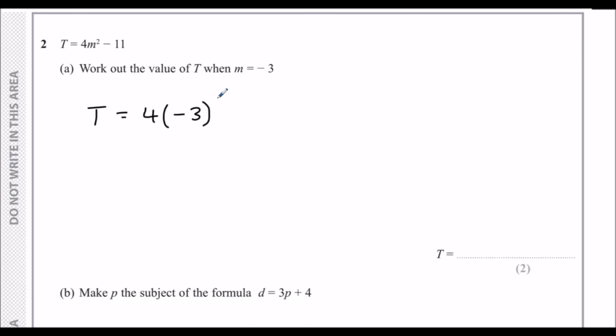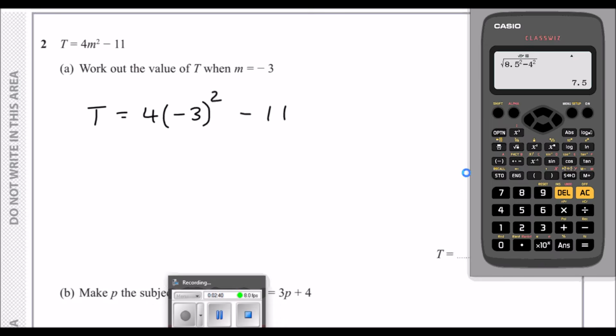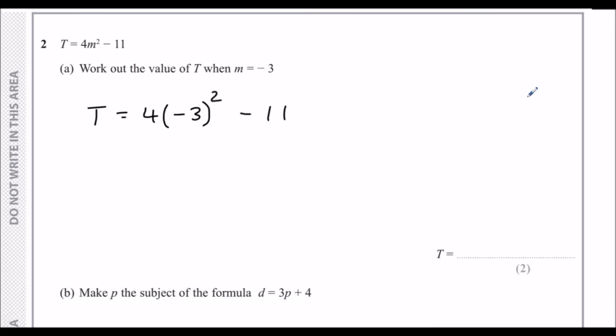So 4 negative 3's squared minus 11. And I'm just going to type this into the calculator exactly how it looks. So 4 times negative 3 squared minus 11 is 25.